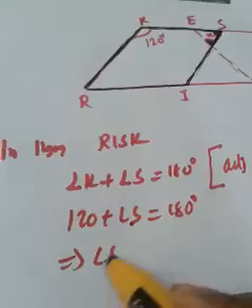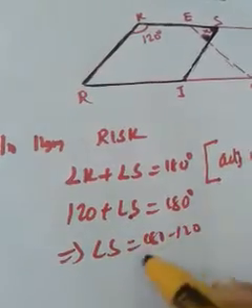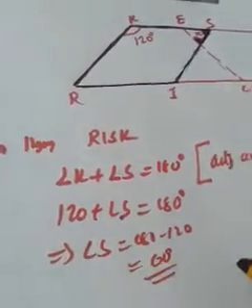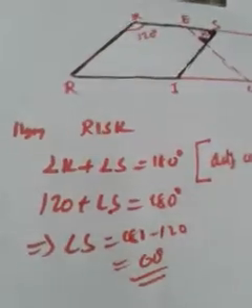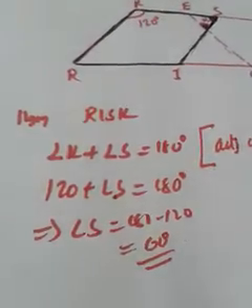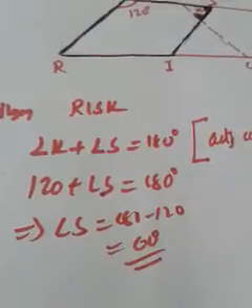Then what will be angle S? 180 minus 120, that is what? 60 degrees. So we got the value of angle S as 60 degrees. You can ask me, why are we calculating angle S? Here the question is to calculate angle X, or the value of X.